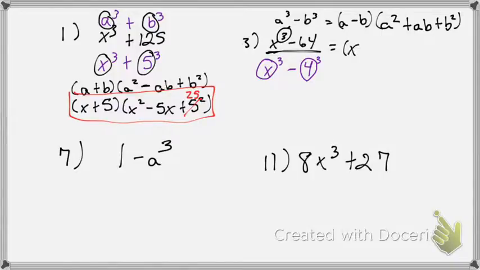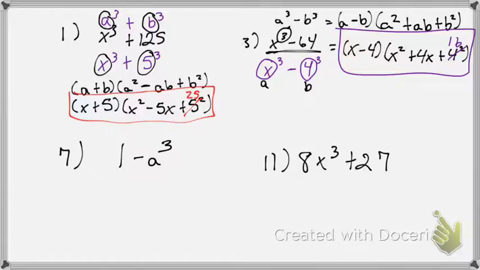So we have x minus 4 for a minus b. And then we have x squared plus 4x plus 4 squared. But again, we know what 4 squared is equal to. That's equal to 16, so we'll fix that, and that's the answer. All this is just an advanced factoring method to help us reduce higher level equations.